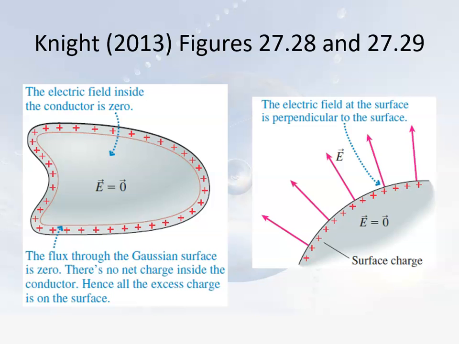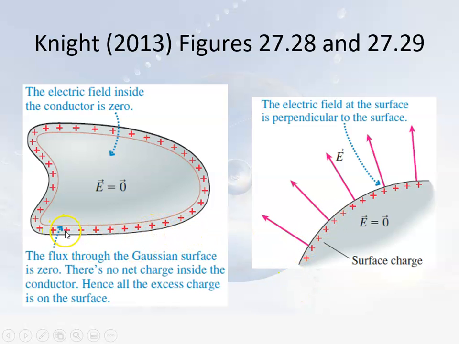So here's kind of a depiction of such a situation. And remember that inside of your conducting medium, the electric field is always 0. And then the electric field at the surface is going to be perpendicular to the surface, where the charge has all congregated at the surface.